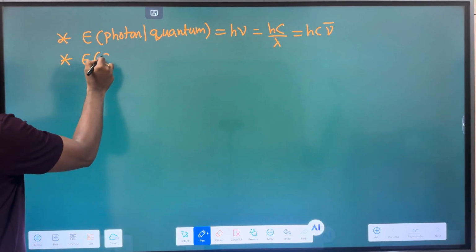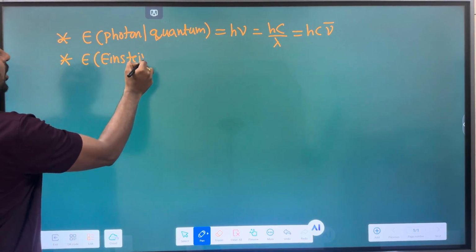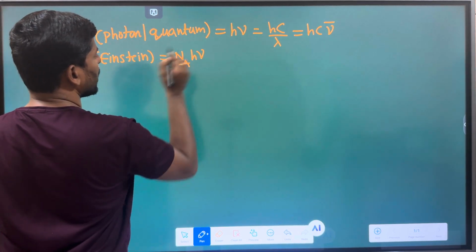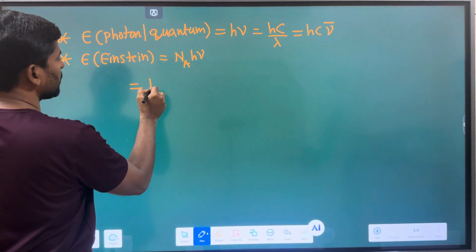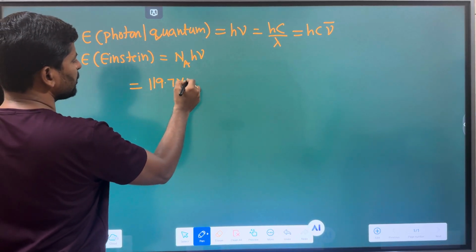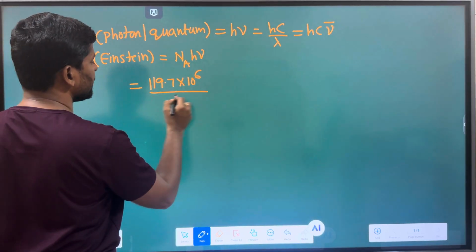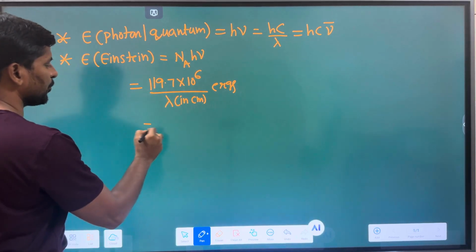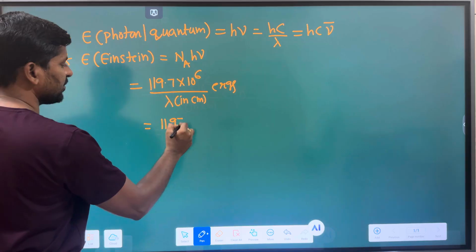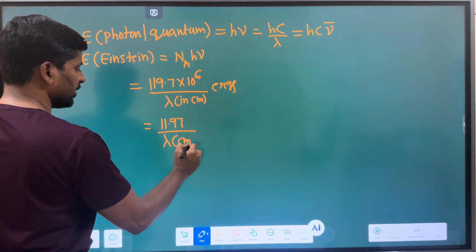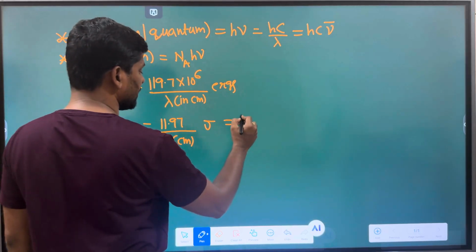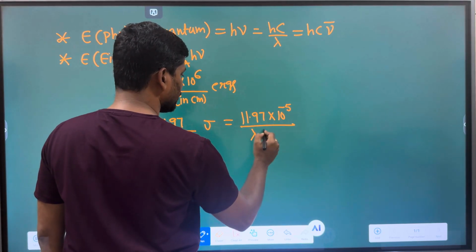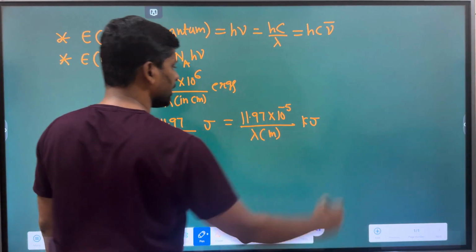Next one, energy of Einstein. Einstein means what? Avogadro number of photons' energy is called 1 Einstein. So that is N_A h nu. Various formulas for Einstein energy: 119.7 into 10 power 6 by lambda in centimeters, this is in ergs. If you want it in joules, we get 11.97 by lambda in centimeters. If you want it in kilojoules, 11.97 into 10 power minus 5 by lambda, where we substitute lambda in meters, and that we will get in kilojoules.